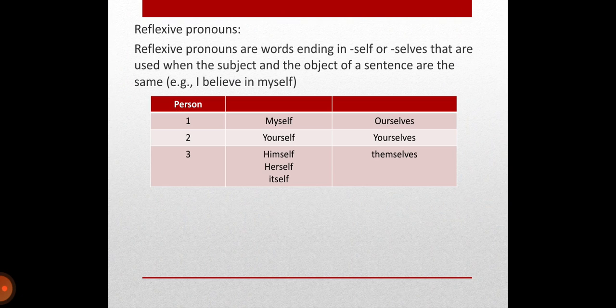We move to reflexive pronouns. Reflexive pronouns are words ending in self or selves that are used when the subject and the object of a sentence are the same. For example, I believe in myself. So, when the subject and the object are the same, we use reflexive pronouns. You can take a look at the following table and pay attention to using these reflexive pronouns.